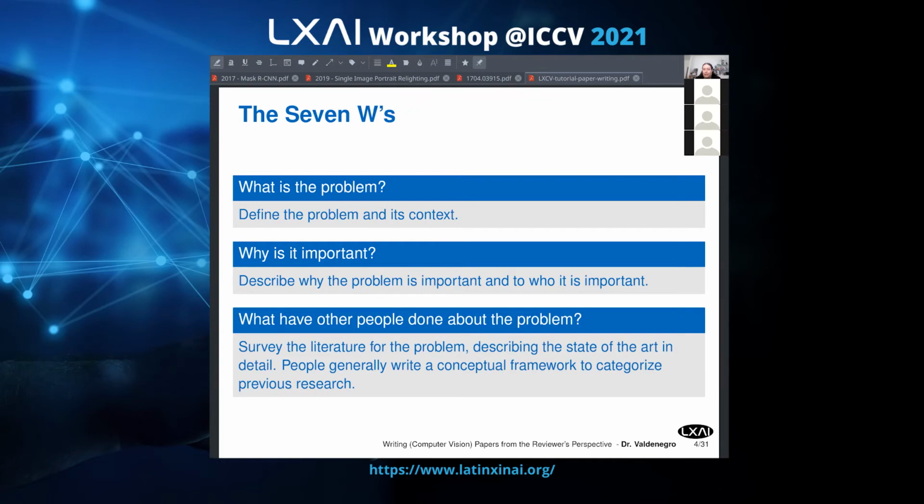A lot of people also write a general conceptual framework to categorize previous research. They do a small literature review, and they group papers into different, let's say, common techniques. Okay, these papers use CNNs, the other papers use classical machine learning, these other papers use these patterns and so on. So this is more intellectual work that needs to be done. But all papers need to include a description of the state of the art.